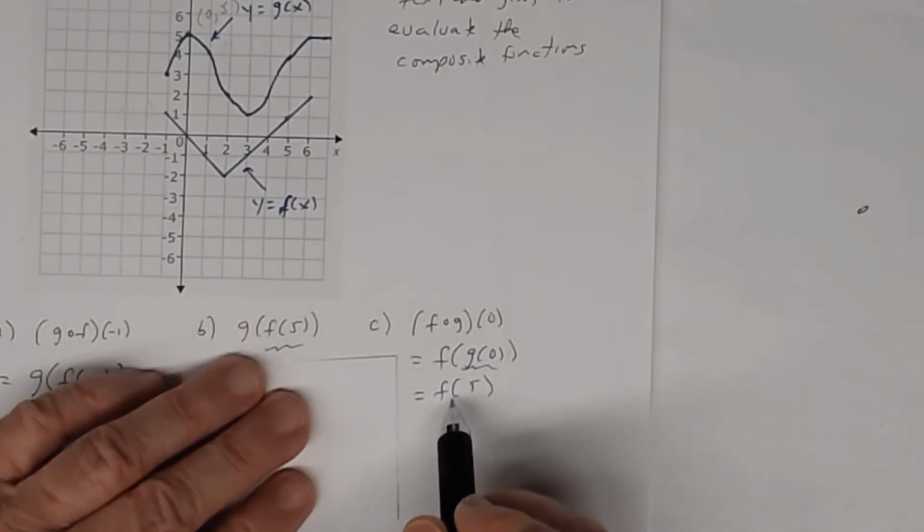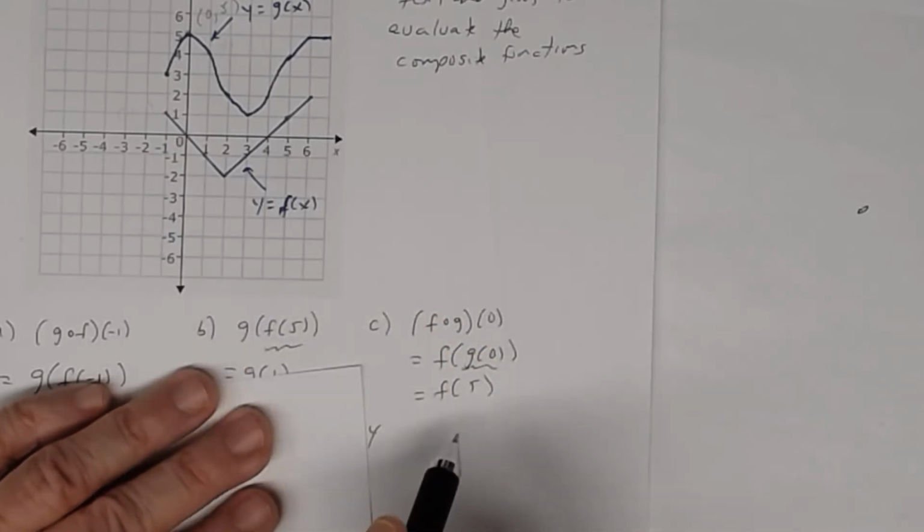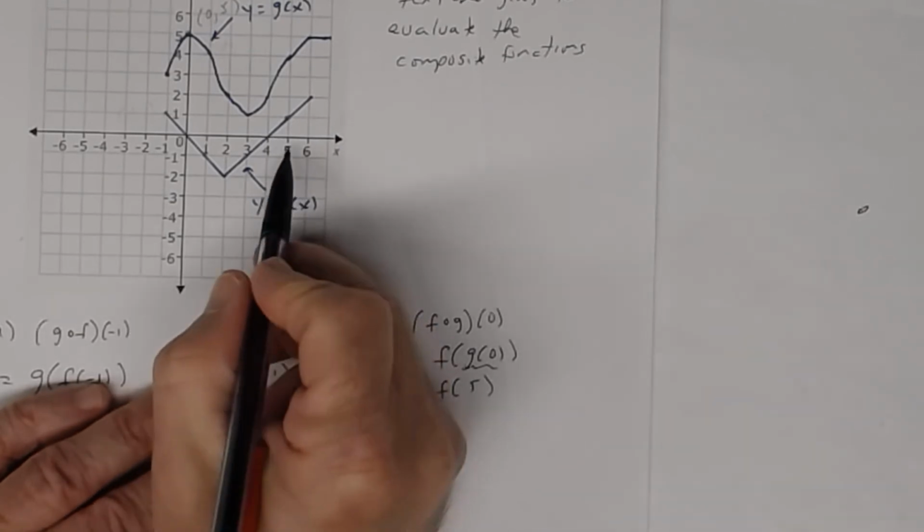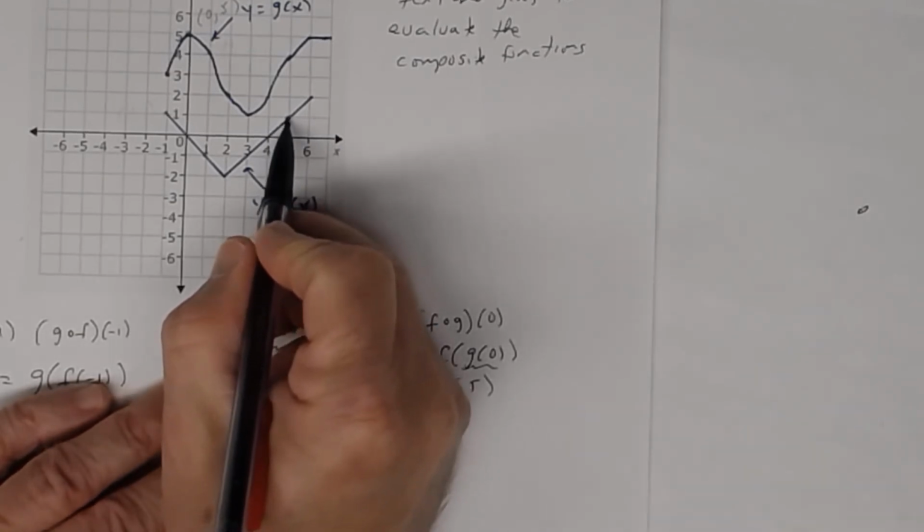Now I'm going to go to my function f, which is the bottom graph. And the question is when x is 5, what's that y value? So here's where x is 5 right here. There's the point corresponding to it.